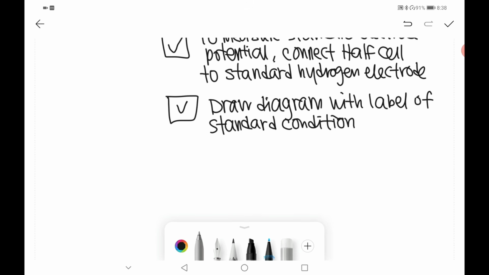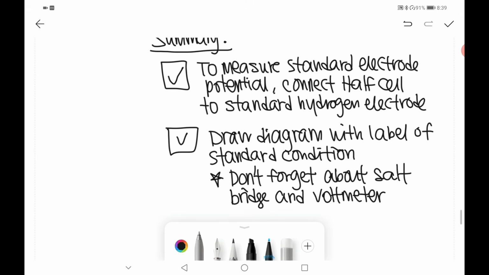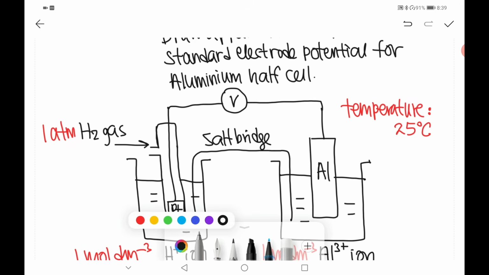And when you draw the diagram, don't forget about the salt bridge, because many people always forget to draw the salt bridge. And don't forget to draw your voltmeter. Many students forget to draw the salt bridge and the voltmeter, so you must be careful. Always double check that your diagram in the end has a voltmeter and a salt bridge. Okay, so that is what you need to know.